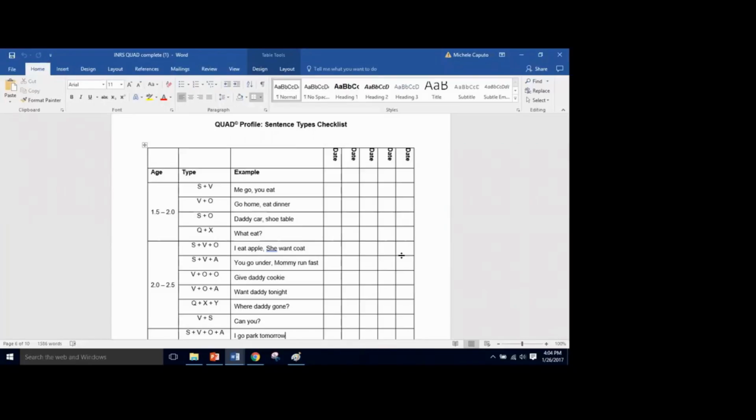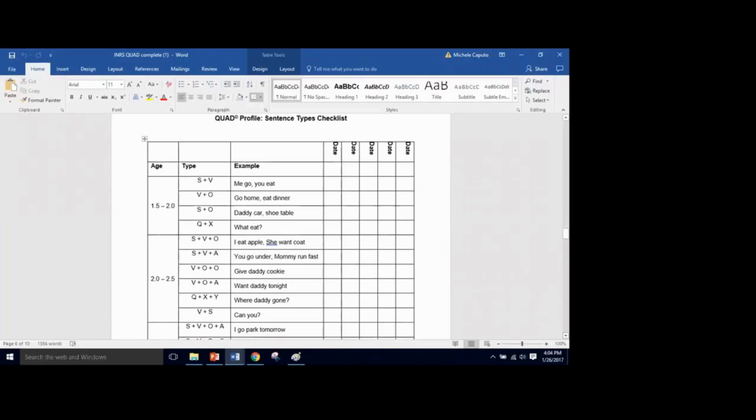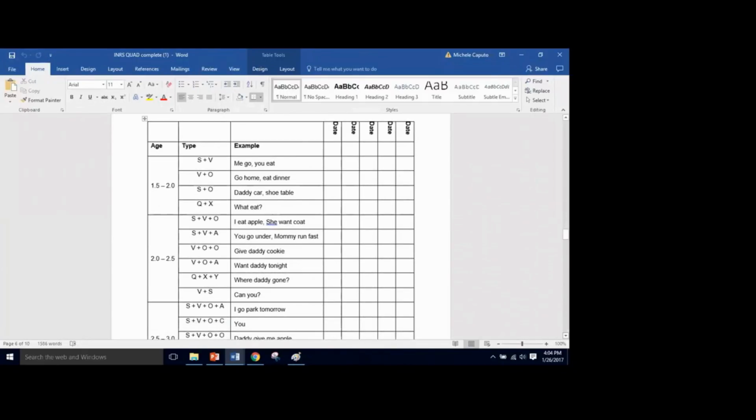And then in the next round, you're seeing the sentence types get more and more complex. Again, this is a really nice way, when you're planning what words and in what combinations you would want to teach those words, to see when these come into play in typical language development, because that's really our guide for when we introduce this vocabulary and these language structures.